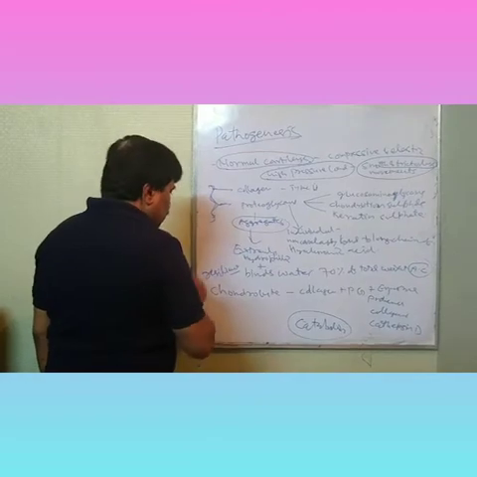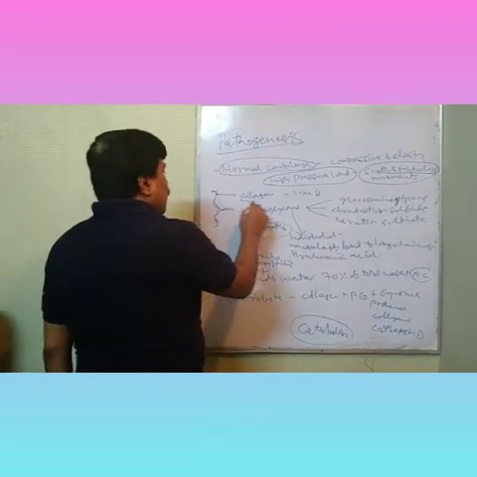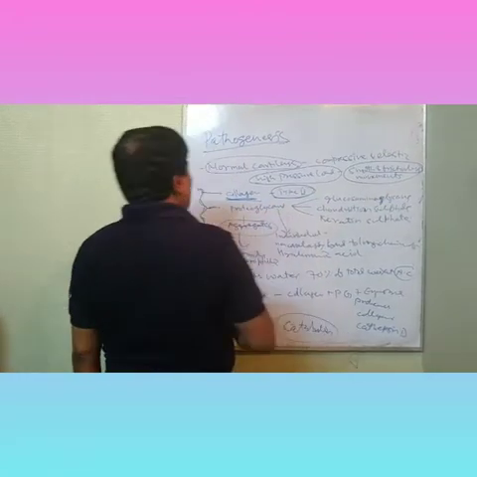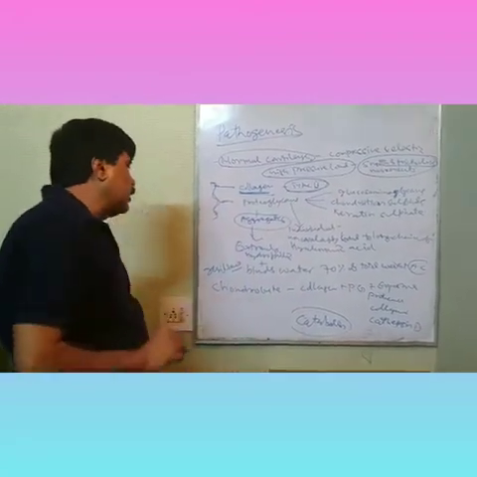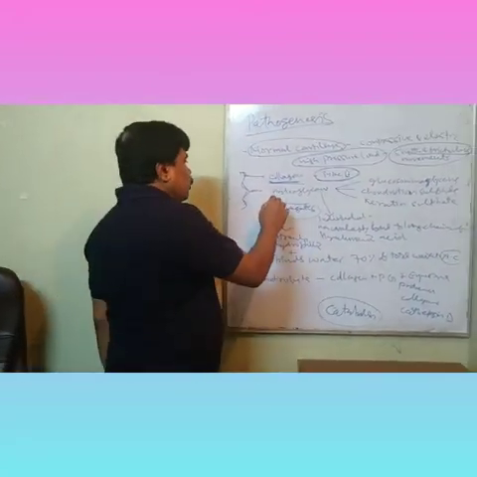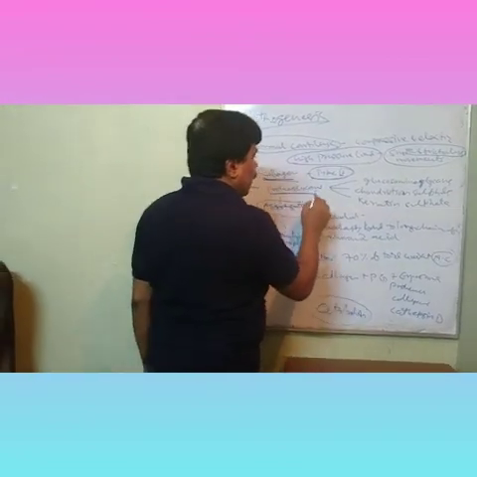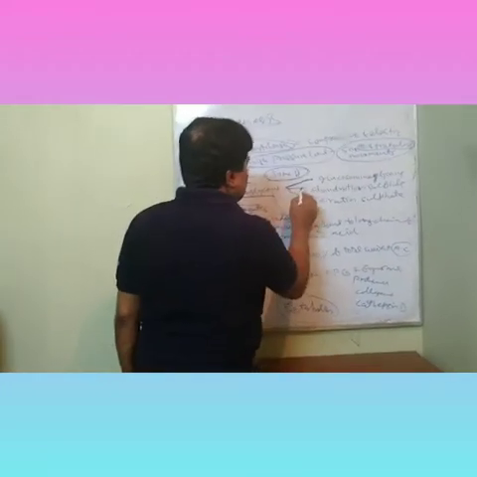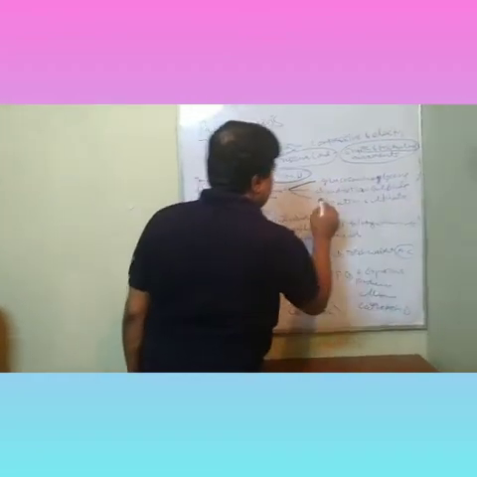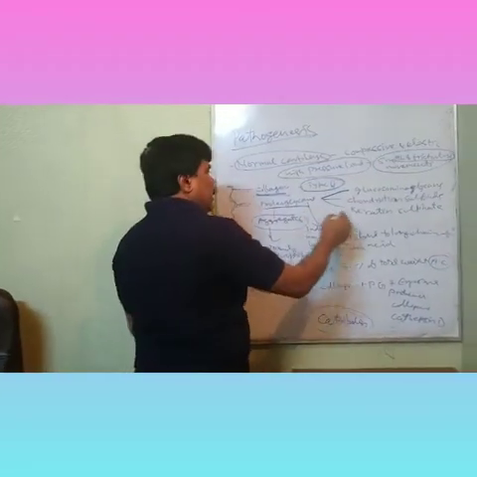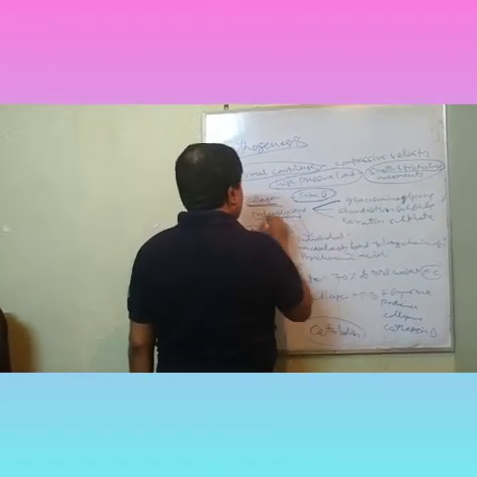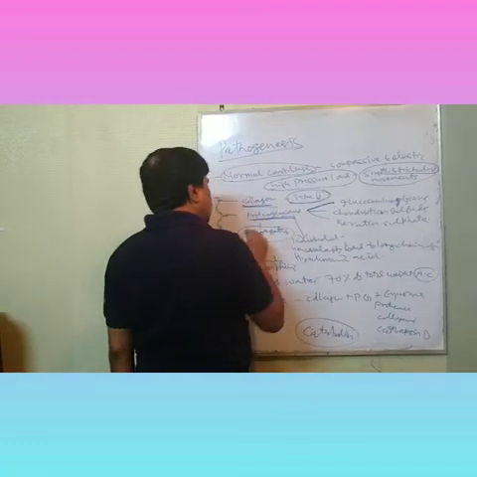This collagen, proteoglycans. This collagen is a protein, usually type 2 collagen, normally found in the cartilage. And the proteoglycans are mainly of three groups: glycosaminoglycans, chondroitin sulfate, and keratan sulfate. These three form the proteoglycans.